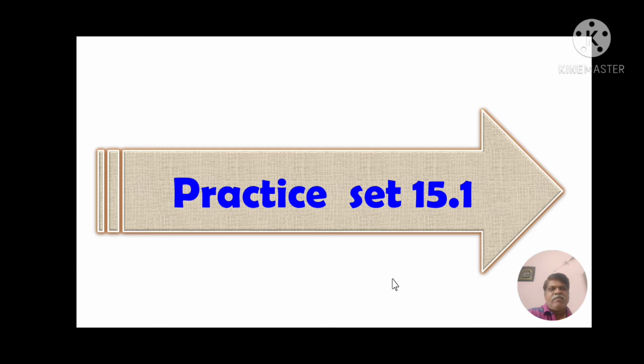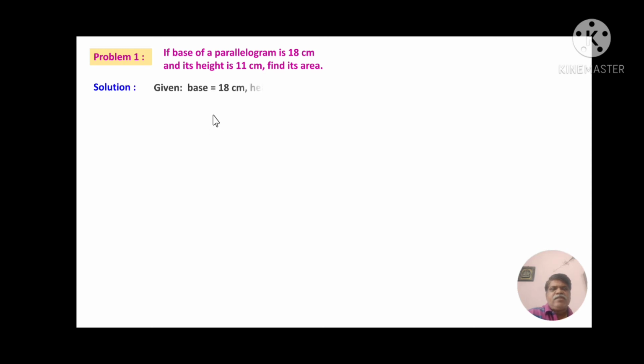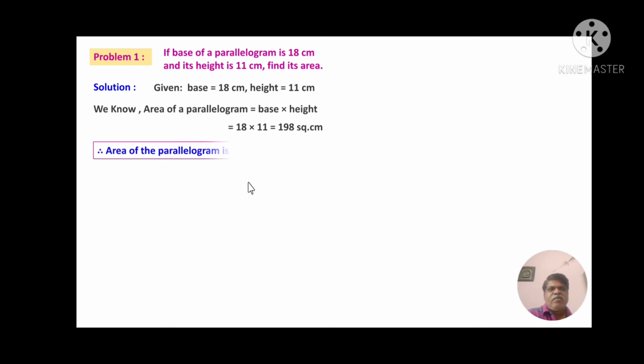To find the area of the parallelogram, let us look. Problem number 1. If the base of a parallelogram is 18 centimeter and its height is 11 centimeter, find its area. Here, given is base 18 centimeter and height 11 centimeter. We have to find the area of the parallelogram. We know that area of the parallelogram is equal to base into height. Now we substitute the values, base 18 and height 11. The product is 198 square centimeter. So the area of the parallelogram is 198 square centimeter.